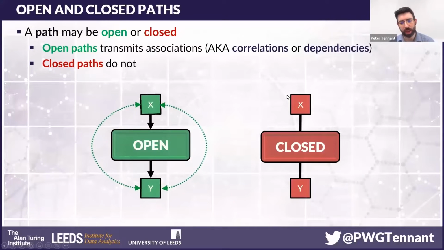Paths then may exist in two states. They are either open or closed. And an open path will transmit a statistical association or a correlation, a dependency, and a closed path will not. So in these two extremely simplified diagrams, because there's an open path between X and Y on the left, they will be correlated. Whereas because there's no path between X and Y on the right, they will not be.